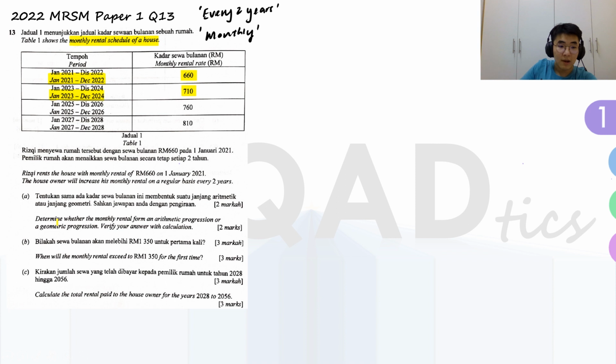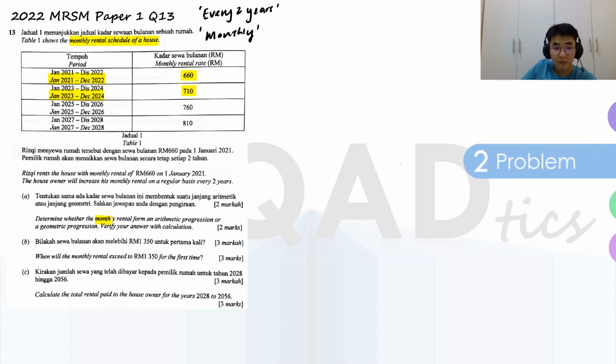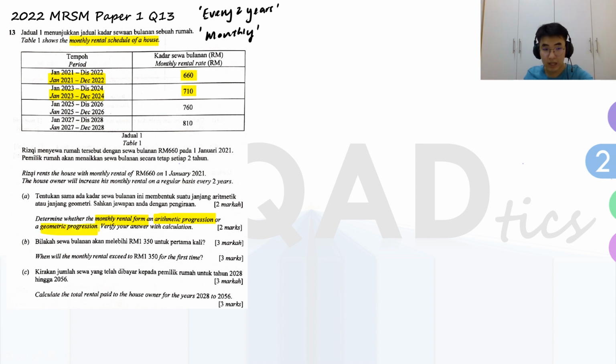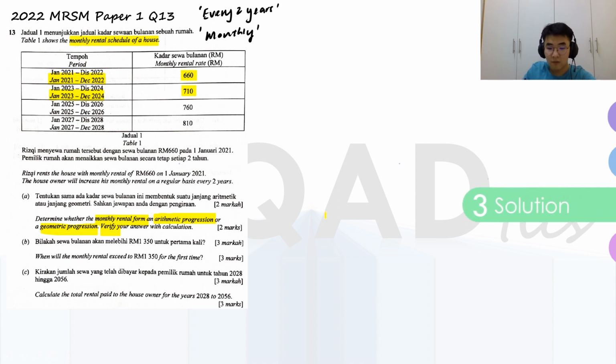Alright, so for part A, we need to determine whether these monthly rental rates are an arithmetic progression or a geometric progression, and we need to prove it. If you look at the values above, you can see that the middle digits have a pattern, 6161. This only happens when we add a certain value. So this is actually an arithmetic progression.